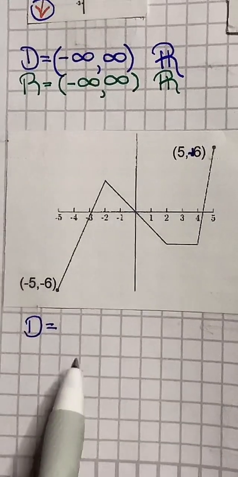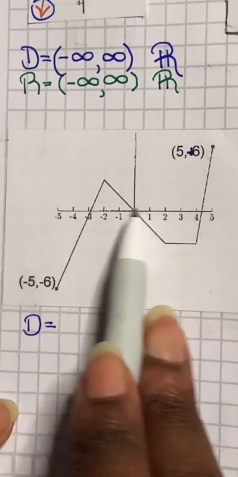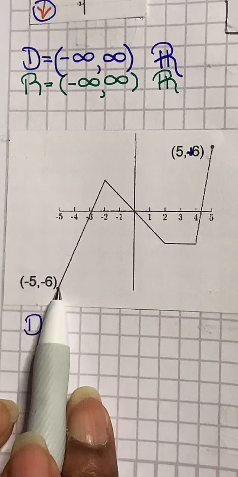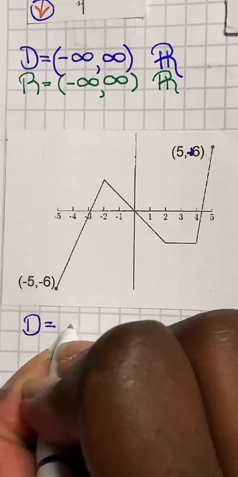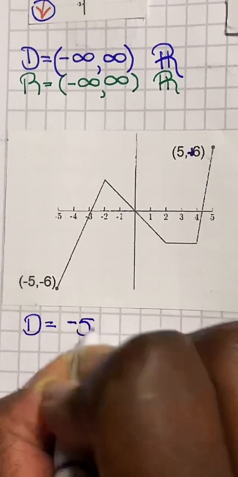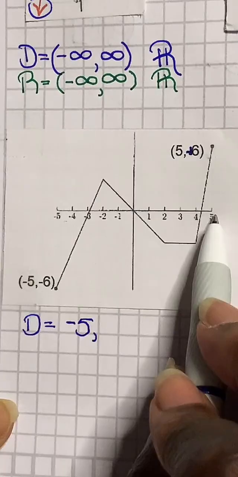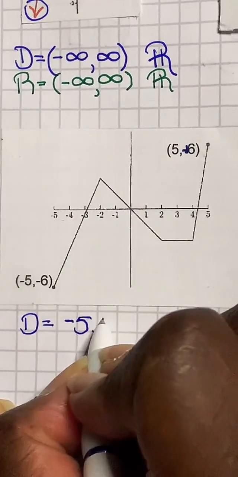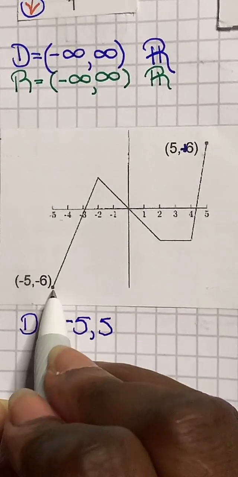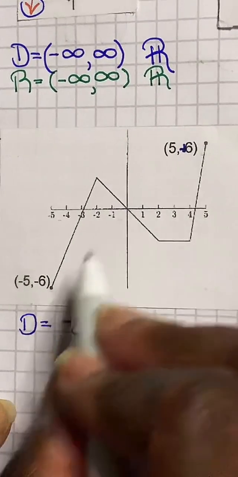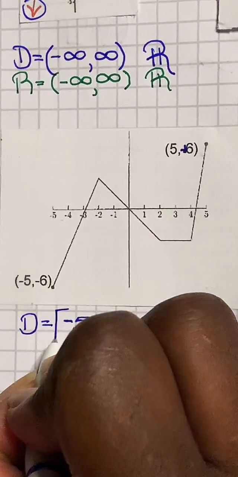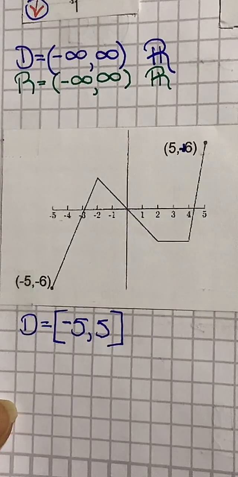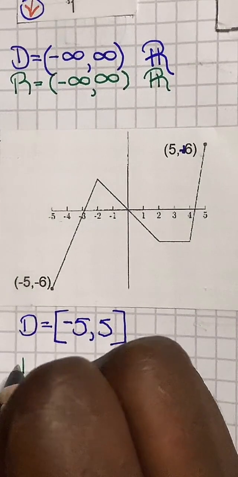Okay, so here we go. The domain is dealing with how wide things are. So my lowest number is right here at -5. And my highest number, this spot here, that should be at +5. Since they are both closed endpoints, that means these are included. So we got brackets.